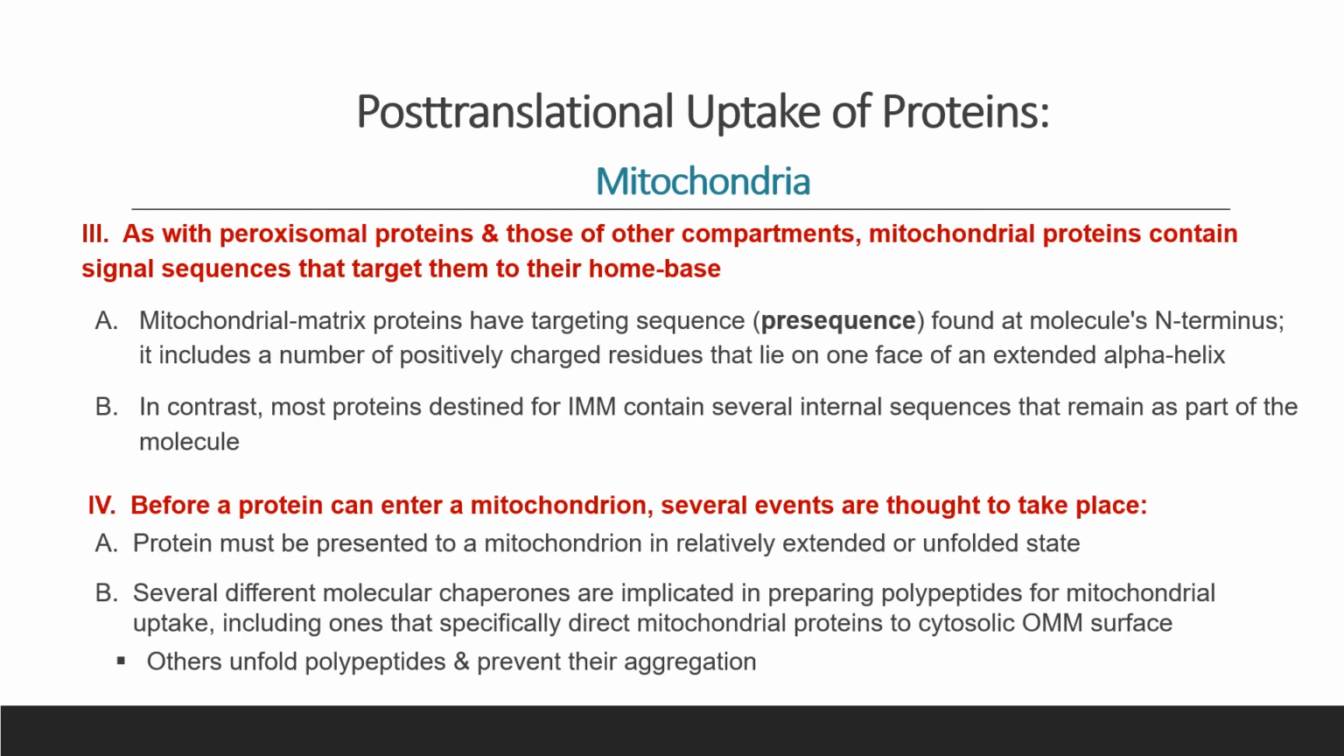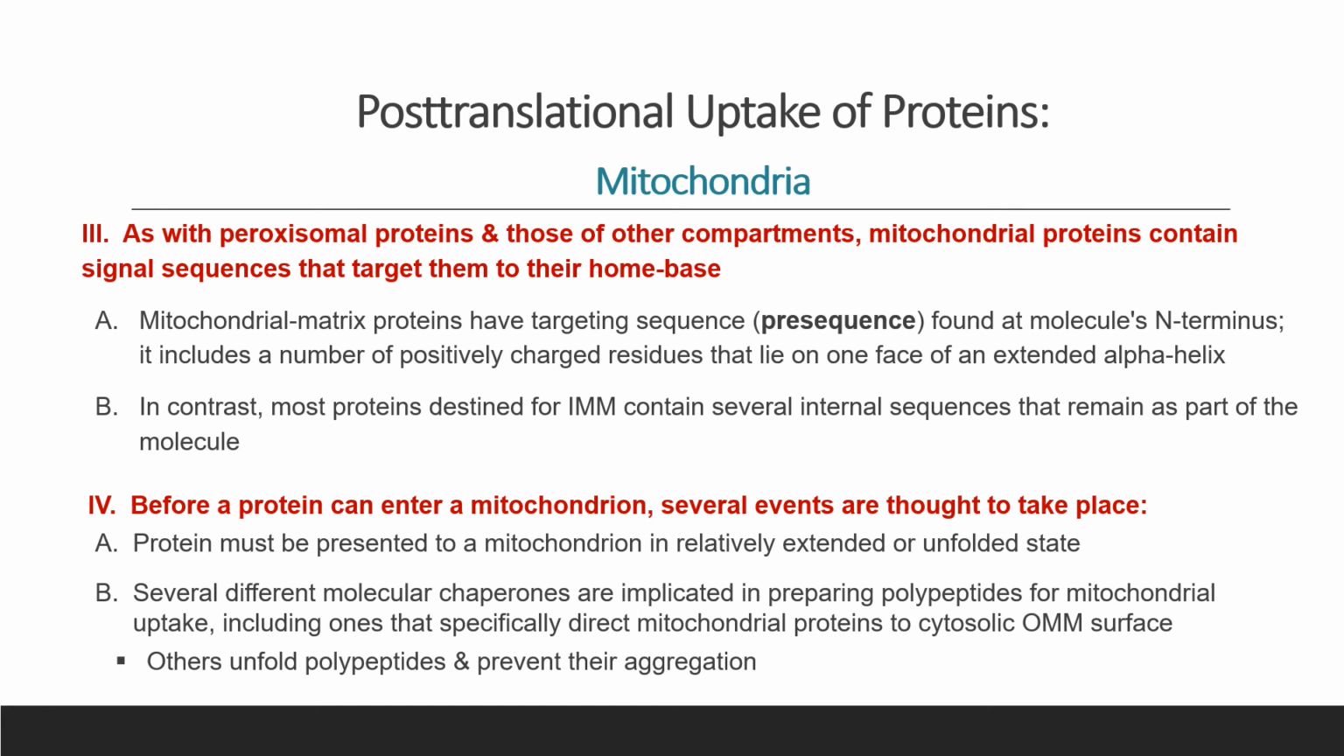As with peroxisomal proteins and those of other compartments, mitochondrial proteins contain signal sequences that target them to their home base. Mitochondrial matrix proteins have targeting sequences called pre-sequences, which are found at the molecule's N-terminus, and include a number of positively charged residues that lie on one face of an extended alpha helix. In contrast, most proteins destined for the IMM contain several internal sequences that remain as part of the molecule.